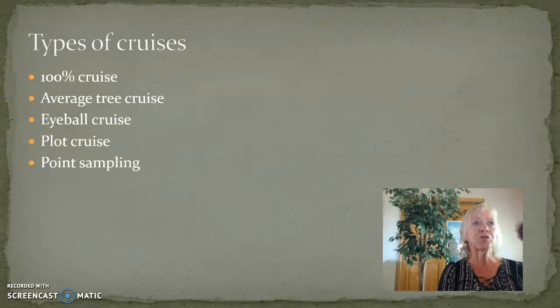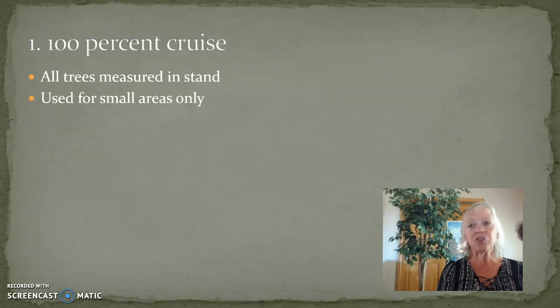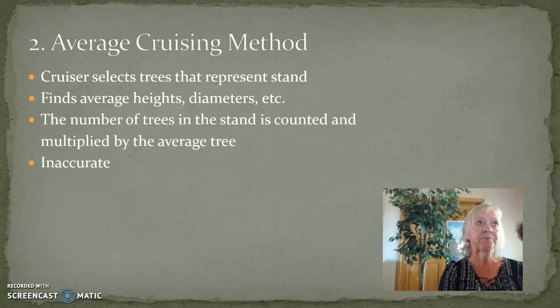There's 5 types of cruises: the 100% cruise, the average tree cruise, the eyeball cruise, the plot cruise, and the point sampling, which are the 2 that we'll be doing. Let's just look at 100% cruise first. All trees are measured in the stand. This can only be done on small areas. If you look at the amount of public land ownership in just Colorado alone, it would be quite a big task to measure every tree.